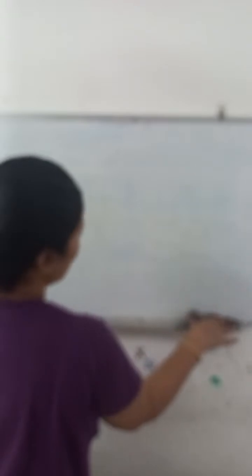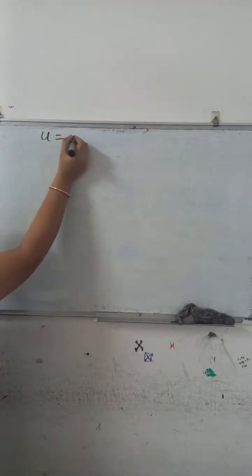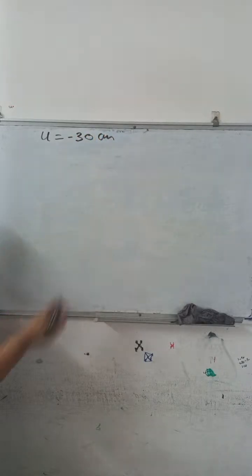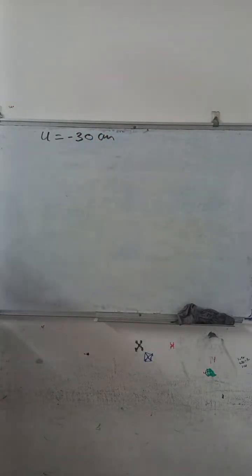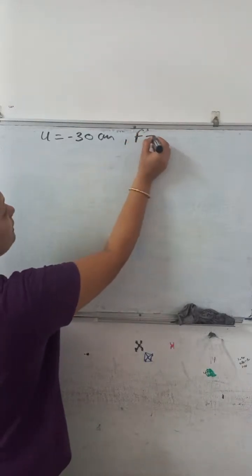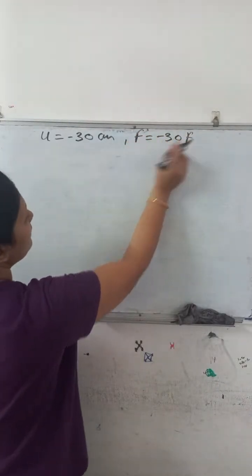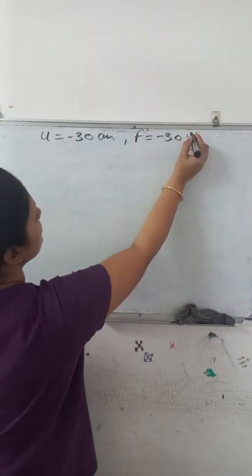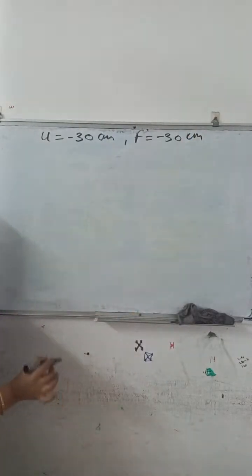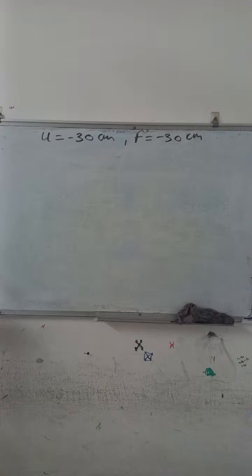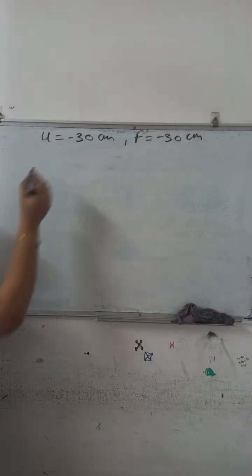And after that they are asking for characteristics. That means you have to define here the nature, position and size of the image in this case. Okay, so first write down the given things. U is minus 30 centimeter, and f is also given as minus 30 centimeter. That means the object is kept on the focus. From this we can conclude that the object is kept on the focus. Okay, so we have to use the lens formula.